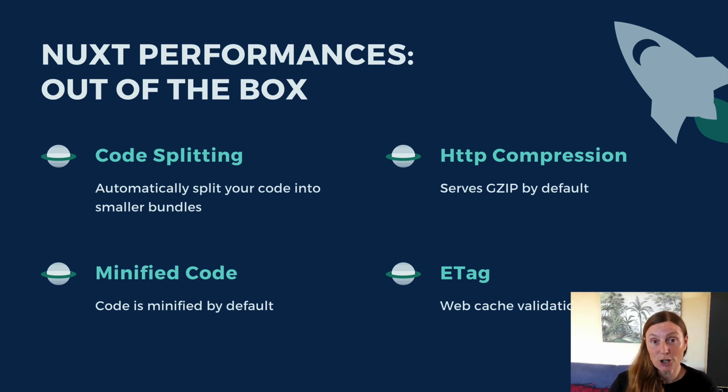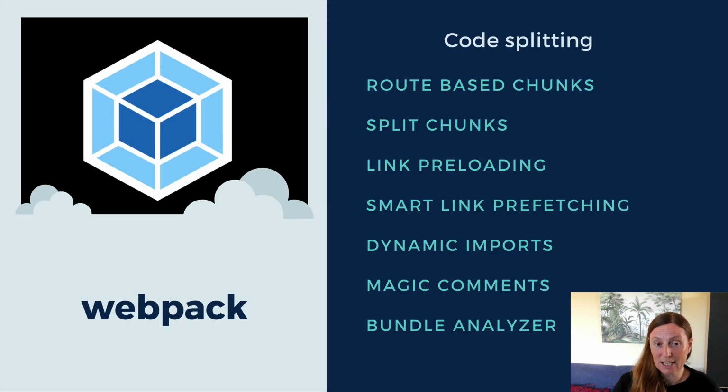Minified code. So your code is minified by default. Before, you used to have to do things like Gulp, or you'd have to go into Webpack and change the Webpack config. Well, Nuxt does it all for you. So you don't have to worry about that or config anything. It's just done. Great. HTTP compression. So it serves gzip by default. So again, much more performant, and you get ETag, web cache validation, and so many other things like critical CSS, etc. So all these are done for you. But I'm going to take a deeper look into code splitting because it's really, really important.